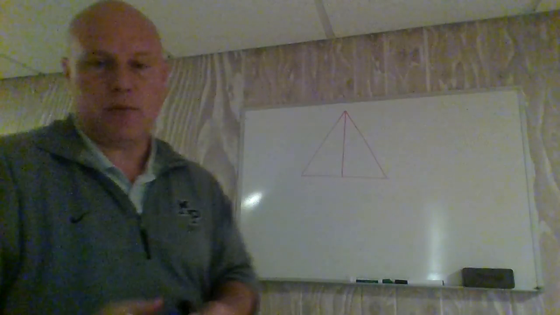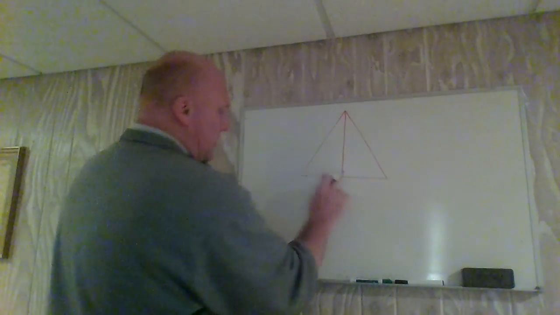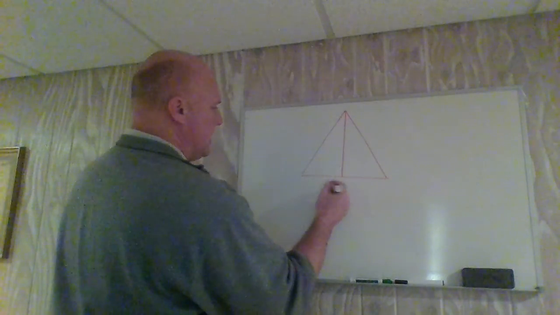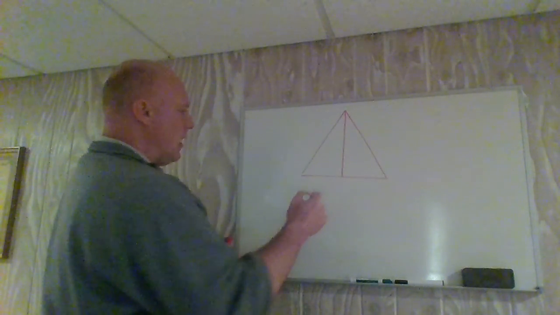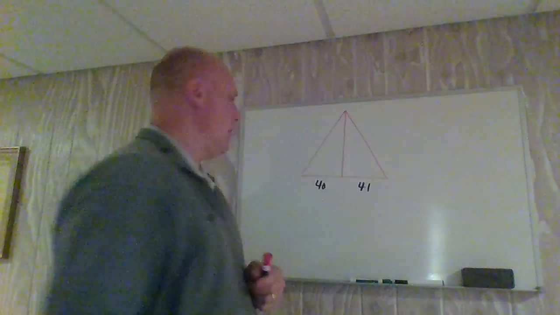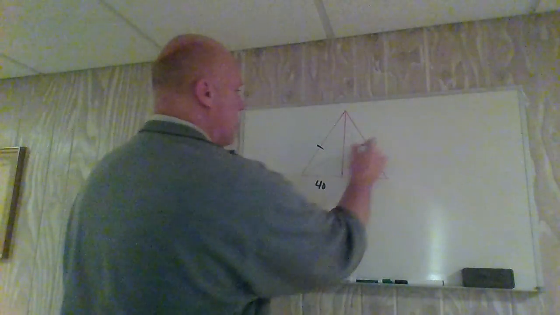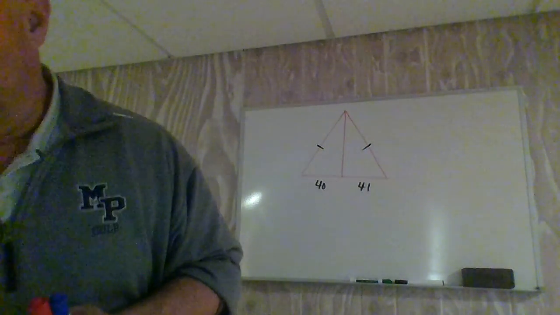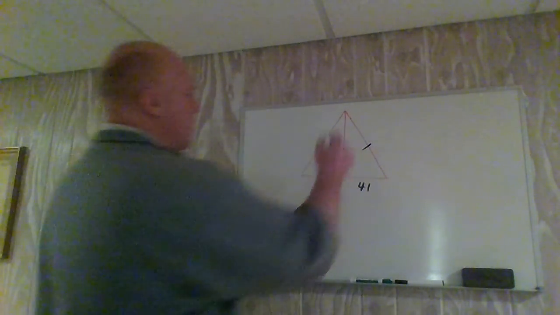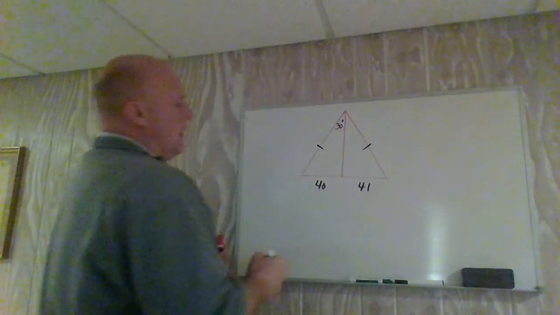Okay, so we kind of have that picture, all right? And let's say now this is not a median. Let's say the measures of these are, I don't know, 40 and 41, okay? Let's say these two sides were congruent, right? And let's say this was, I don't know, 30. Let's say this was 30 degrees, okay?